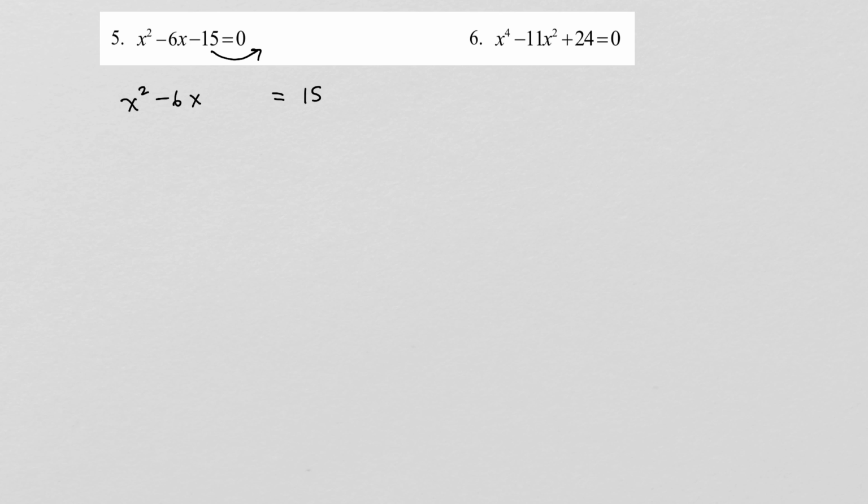And then when you complete the square, we are going to take the middle number here, which is negative 6. We're going to divide that by 2, and we're going to square it. And that is the number that we add to both sides.